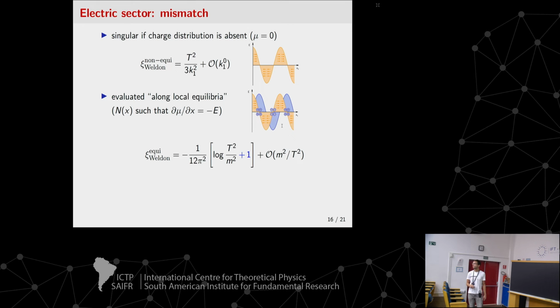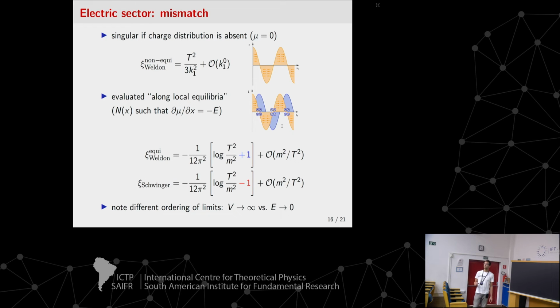You can compare this to Schwinger, and ta-da, it's not the same. They differ in this order t over m to the 0 part, but they also differ in these higher order coefficients. It's not the same. And what is going on? We believe that the reason for this is non-commutativity of limits that are involved. There are two limits. One, that the electric field you have to send to 0. And two, you have to remove this infrared regularization. You want to take the volume to infinity or this k1 to 0.